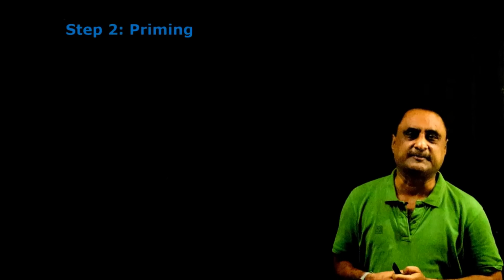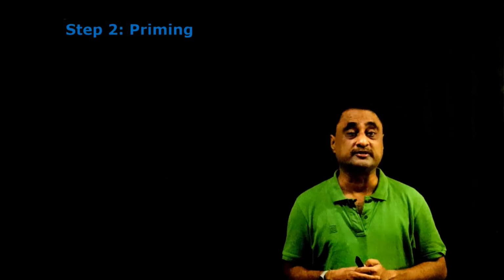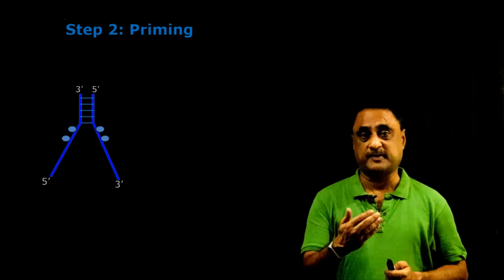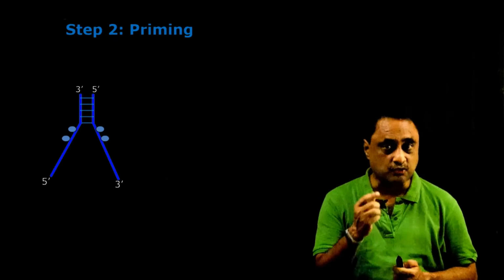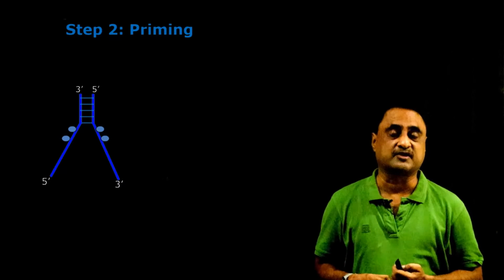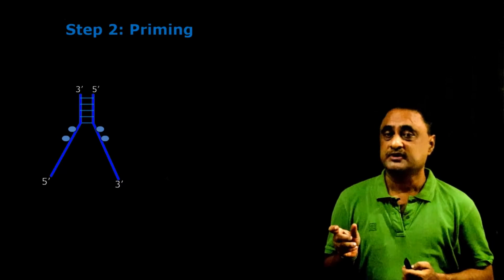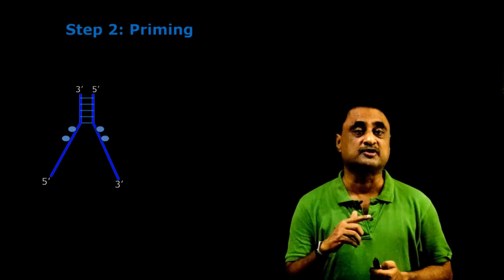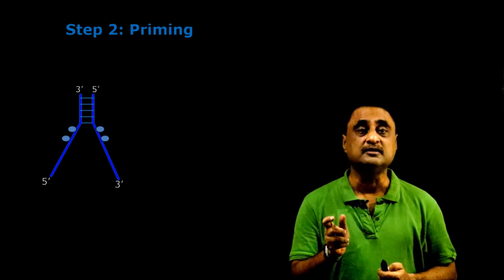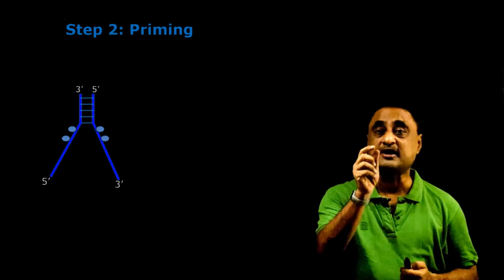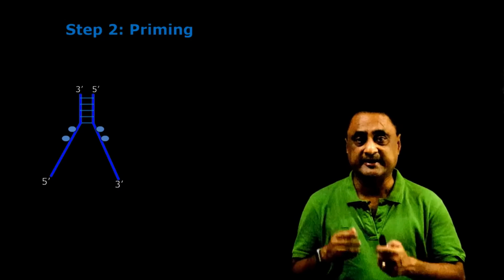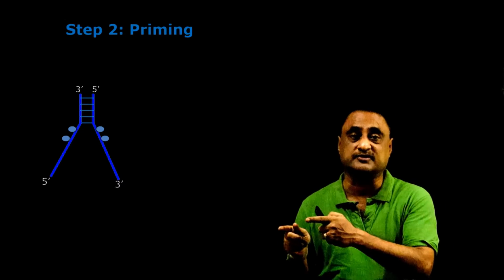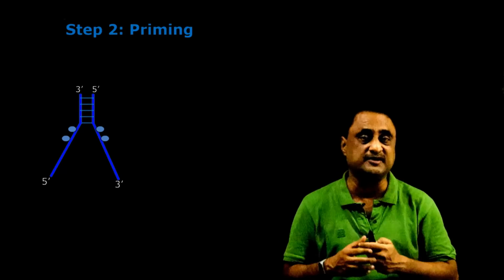Let's see step 2. Now step 2, we call priming. Now what is priming? Of course, by priming, a primer is formed. But the question is, why is priming required? You know, DNA polymerase cannot work without the primer. So priming helps in getting a free hydroxyl group, right? And it is the DNA polymerase which requires that free hydroxyl group to initiate the process. So that's why priming is required.